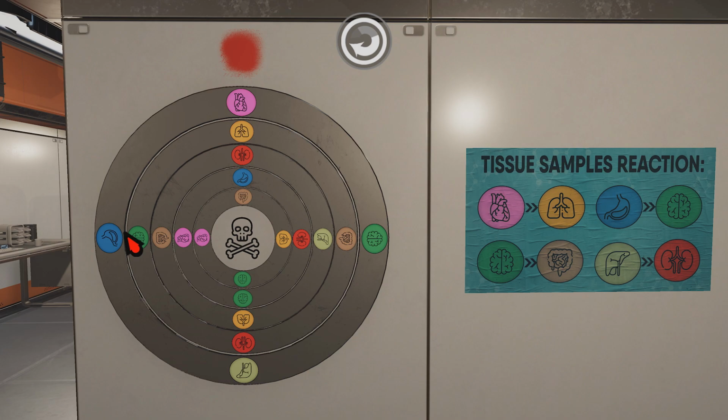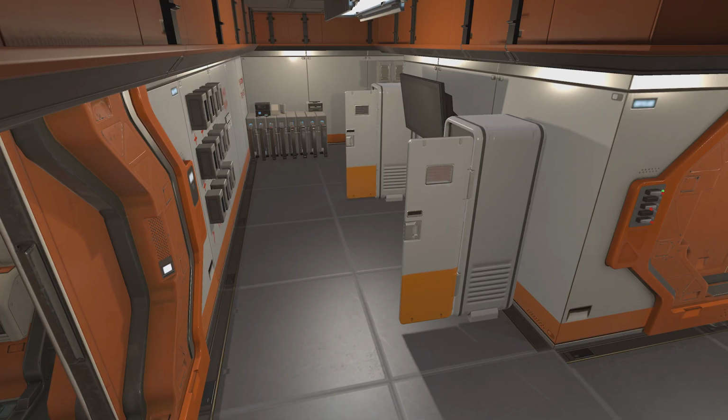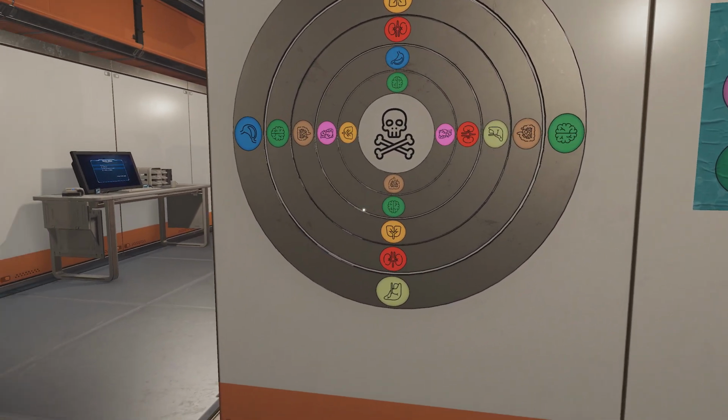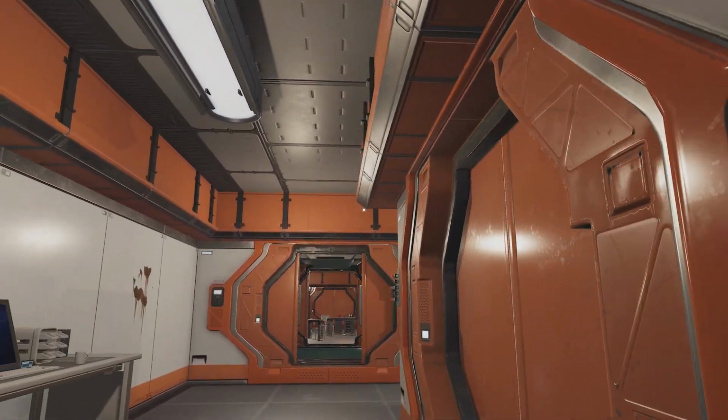Oh, wait a minute. Okay, so brain to intestines, which means this one could go either way. Or no, there's only one. Yeah, there's only one intestines on this ring. Okay, so brain to intestines. So we don't have kidney. We do have liver, though, which goes to kidney, which means that stays there. And we have stomach, and we know that goes to brain. There we go. It took me a minute, but I got it.